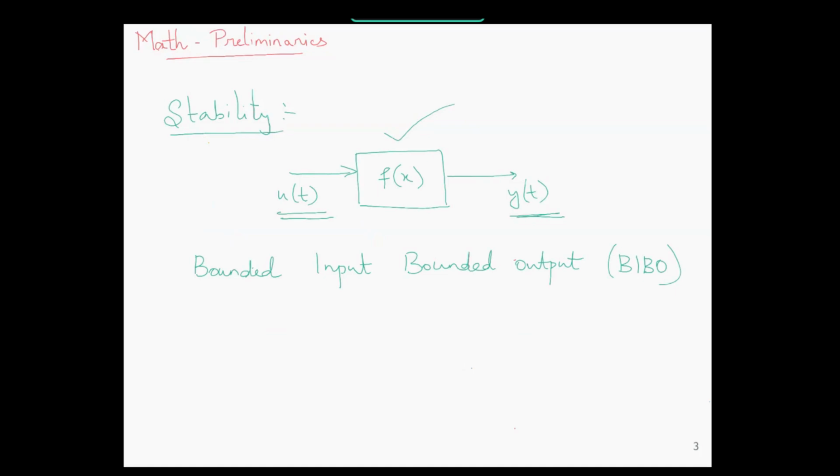The system is said to be bounded input, bounded output stable if, given any input u of t such that this u of t is bounded, the magnitude of the input is less than some value m, which is less than infinity, then the output of the system is always bounded in magnitude for all time t, such that the magnitude of y of t is less than n, which is less than infinity. Here m and n are just some finite positive real numbers. So it just means that if we give a bounded, not an infinity signal, the output is also bounded. That is called bounded input, bounded output stability.